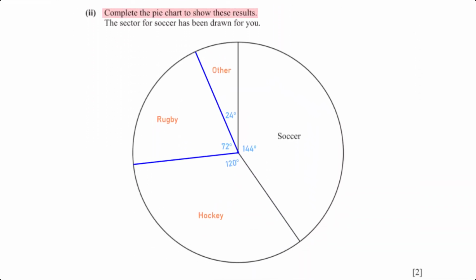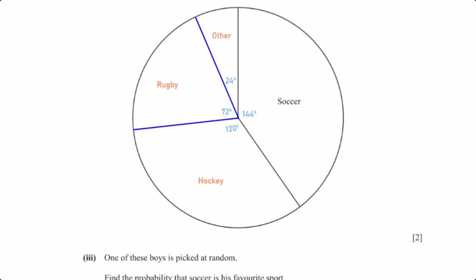Complete the pie chart to show these results. The sector for soccer has been drawn for you. Using a protractor, we can start by measuring an angle of 24 degrees for other. Then we measure an angle of 72 degrees for rugby. After this, what we have left would be 120 degrees for hockey.